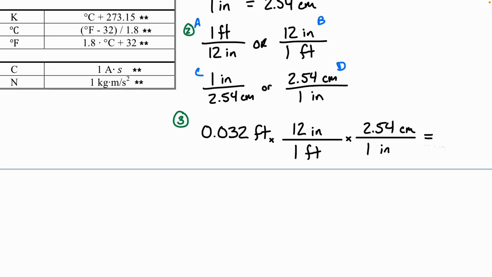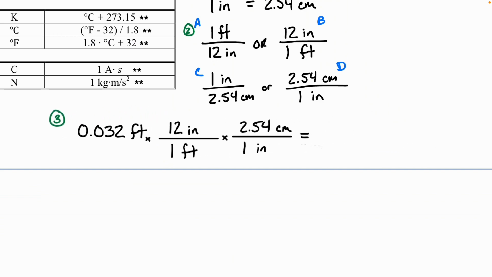Kind of ran out of room here. I get 0.97536. My units, everything's set up correctly. Feet cancels out, inches cancel out. I'm left with centimeters.